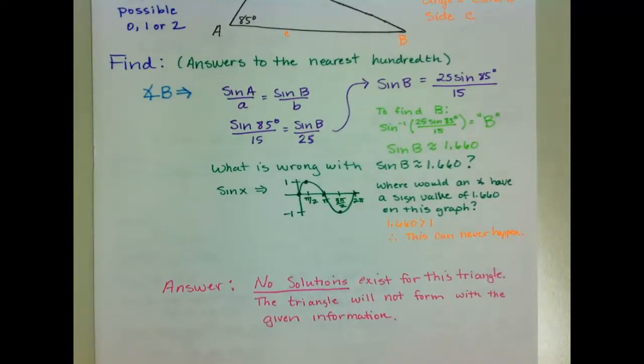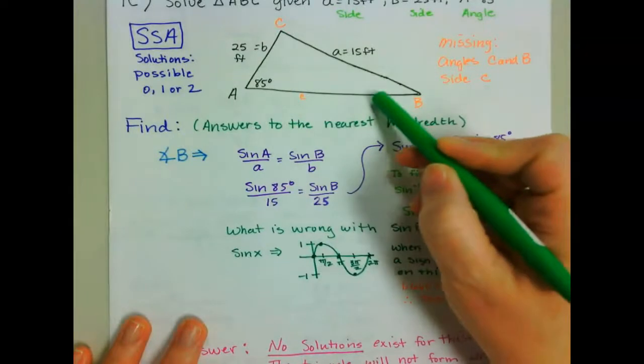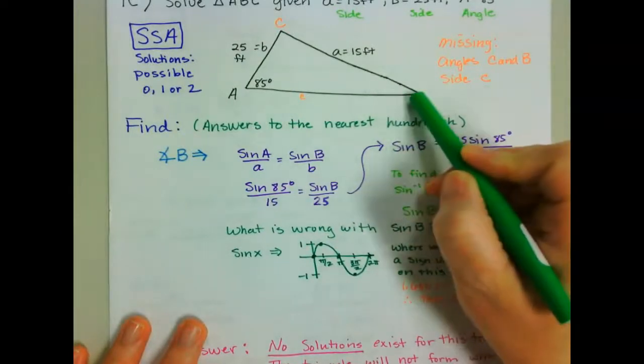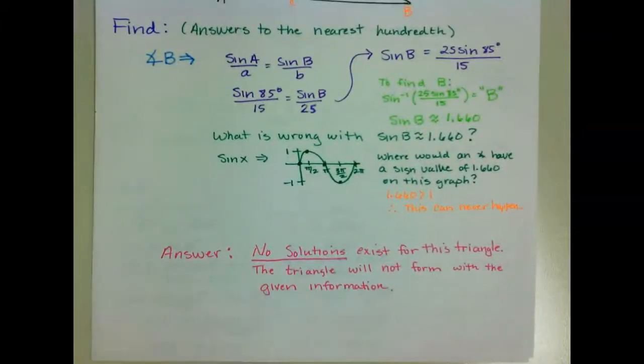All right, so this is an example of a side-side-angle where no solution is possible, and what that probably means is length a didn't get long enough to close in the gap somewhere. So you had a gap in the triangle, which is why you have no solution.